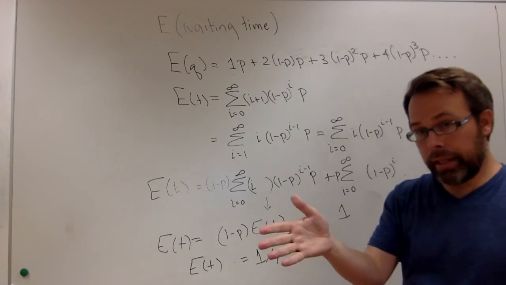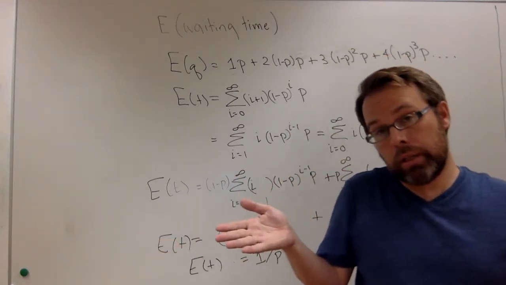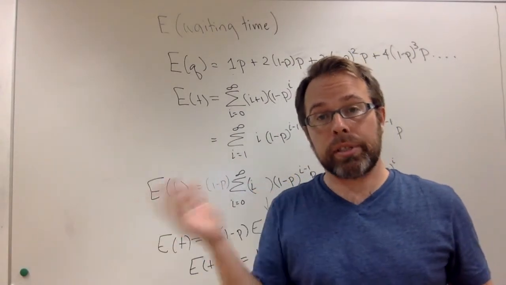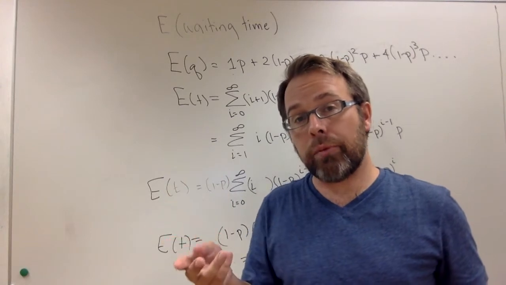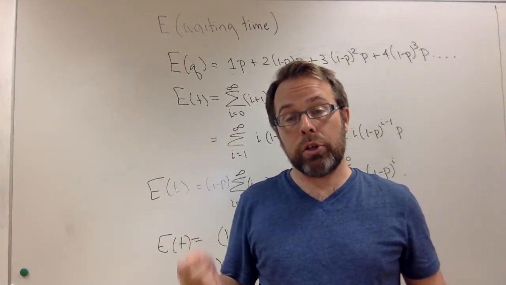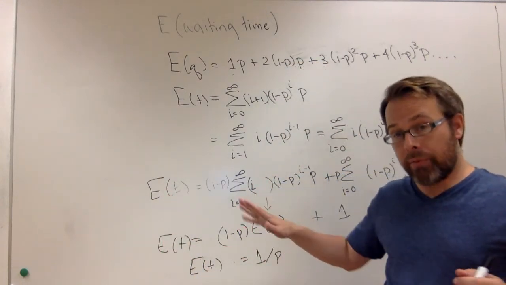So if I'm rolling a dice and I have a 1/6 chance of getting a 3, then on average I'm going to have to roll 6 times until I get it. If I have a coin and I'm flipping it and I have a 1/2 chance of getting a heads, then I'm going to have to, on average, flip 2 times. I might have to flip once, I might have to flip 1,000 times, but on average it's going to be 2 times.